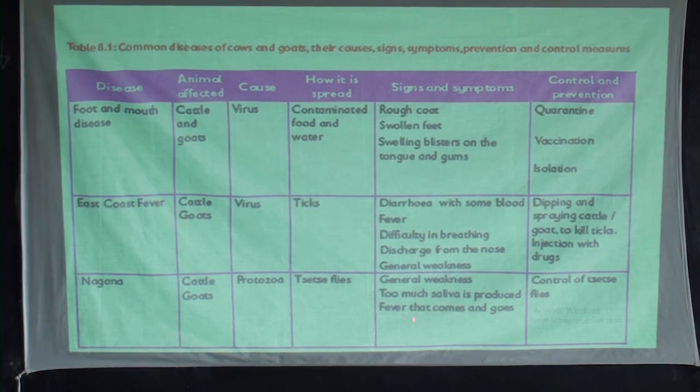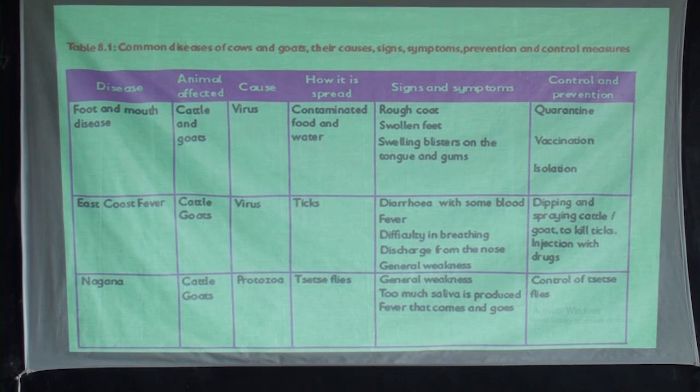So note this, we don't just base on one sign or symptom and say this is Nagana or East Coast fever, because there are some signs that are common in all. General weakness can be a sign of East Coast fever as well as Nagana. So you check on a couple of them, combining general weakness and too much saliva. This is very important to note. Then if the fever goes off and on, this will show that the animal is suffering from Nagana.